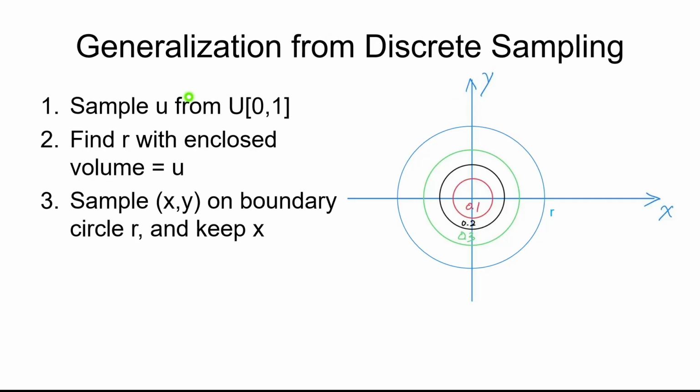So first, we sample a number u from the uniform distribution 0 to 1, and then we find the radius r with the enclosed volume equal to u. So for example, in this circle r, we basically say that the volume within this circle is u. And then we do the same thing. We just sample x and y on the boundary circle r, any point here, and keep x.